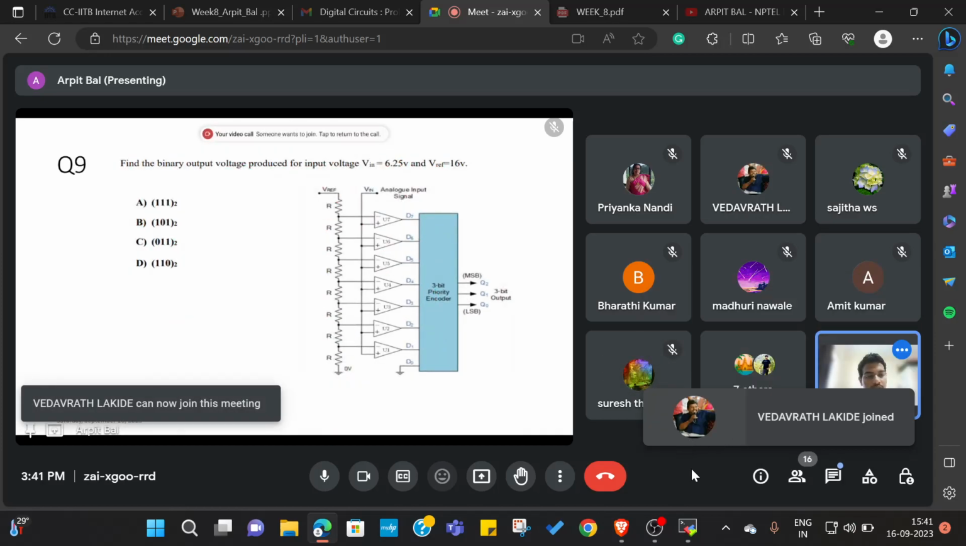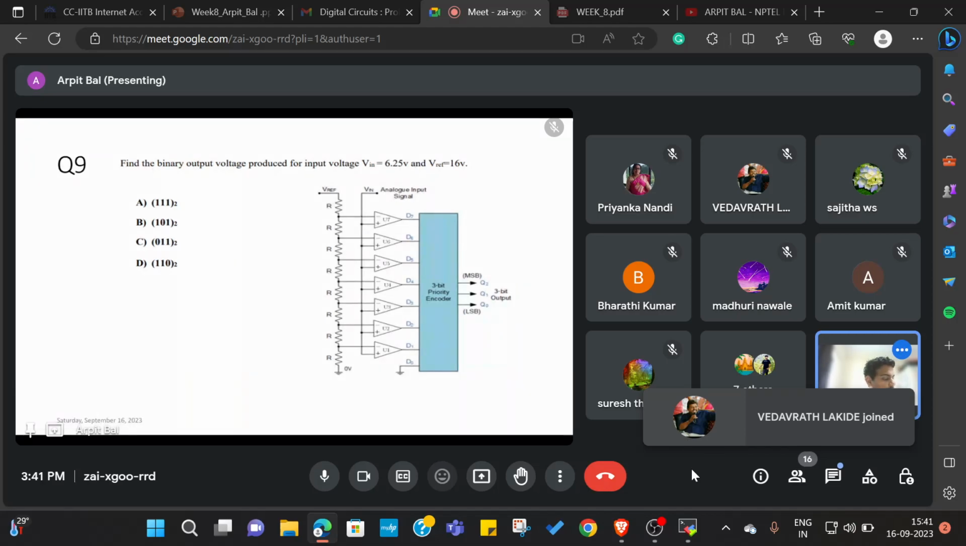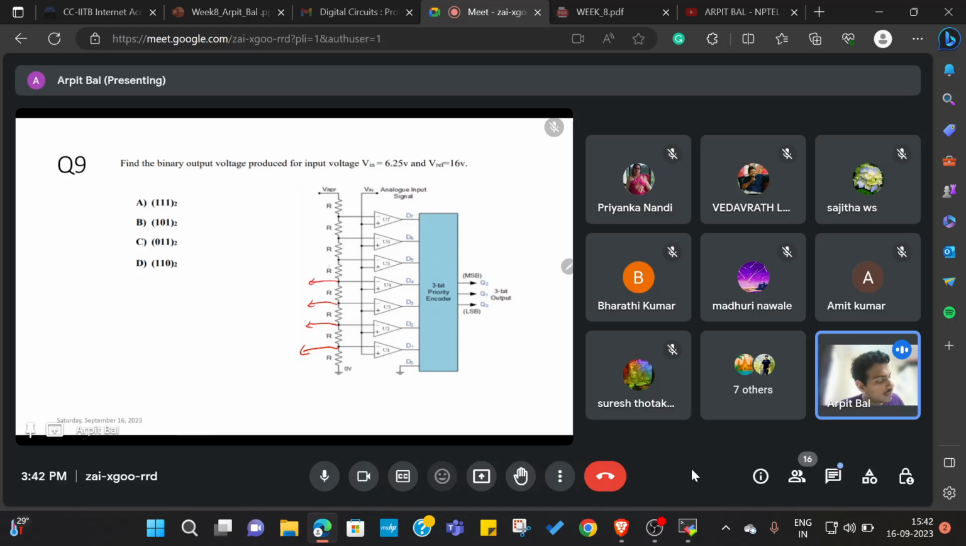Okay, so moving on to the next question. The next question is also similar. The first step whenever you see a flash ADC is to compute all the reference voltages. So can anyone tell me what these voltages are? We will start from the top this time. This is also a 3-bit output, so in total there will be 7 comparators and 8 resistors. And Vref is given to us as 16. So what is this voltage?